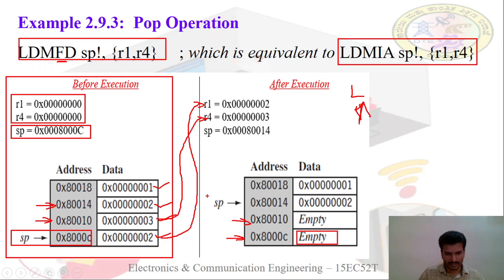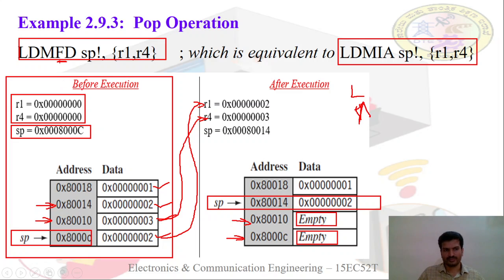Now after execution the SP is pointing here. So these 2 locations now become empty, because we have retrieved the data from 800C and 8010. So these 2 locations are empty now. So now the SP is pointing to 8014.